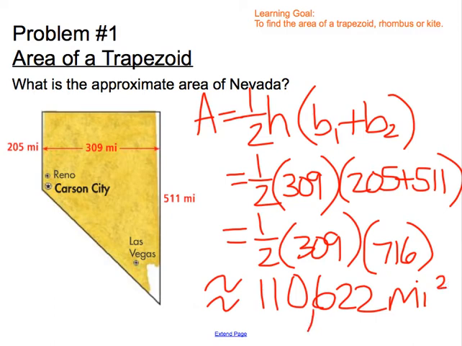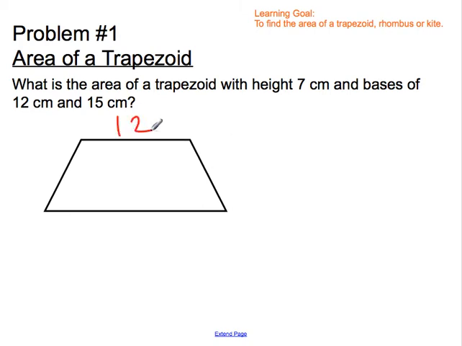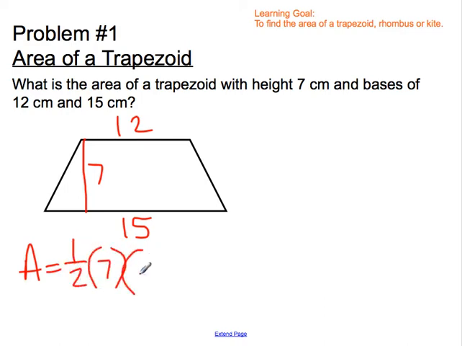So let's try another example. What is the area of a trapezoid with height 7 centimeters and bases of 12 and 15? Since we don't have a picture here, probably a good idea to include one. So we have bases that are 12 and 15, and the height, or the perpendicular distance between those two bases, is 7 centimeters. So in this case, our formula, area, is going to equal 1/2 the height, or 7, times the sum of the two bases, 12 plus 15.